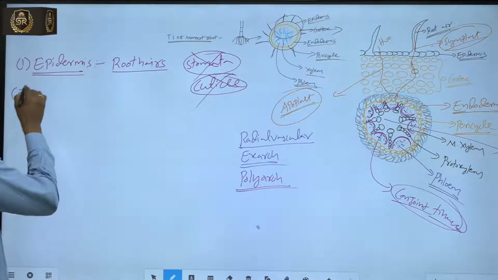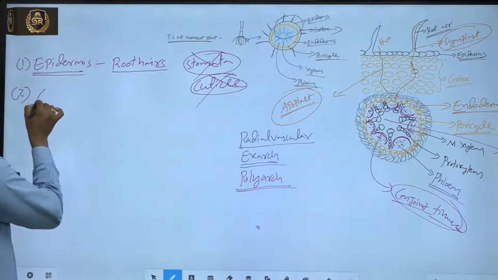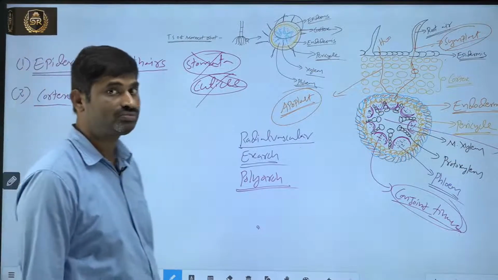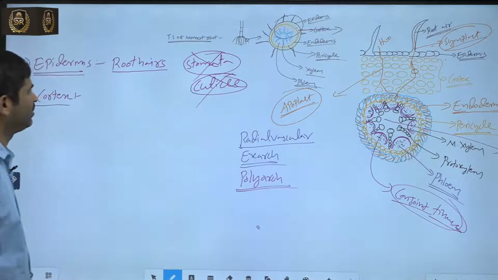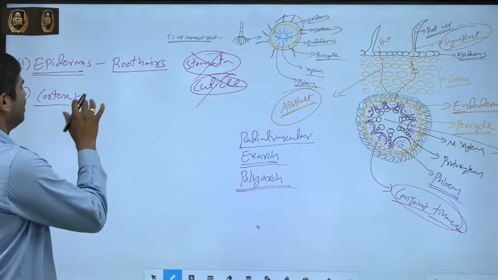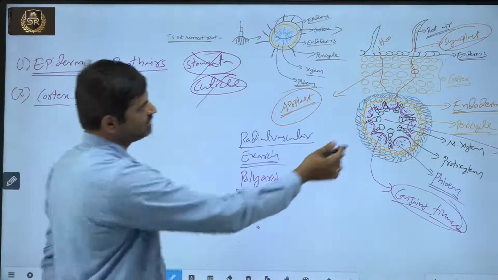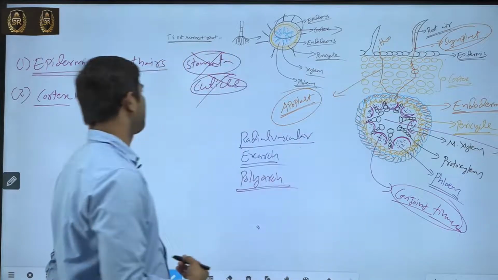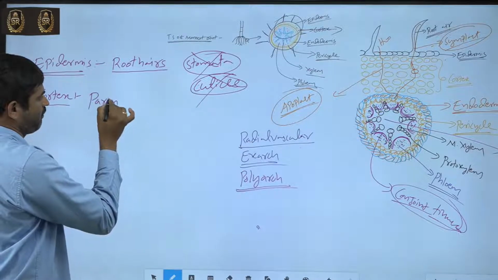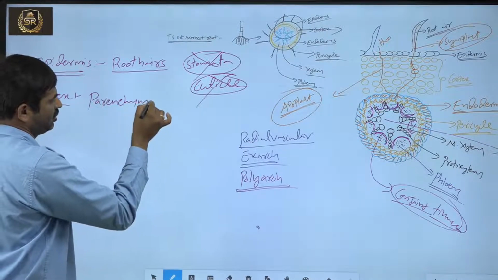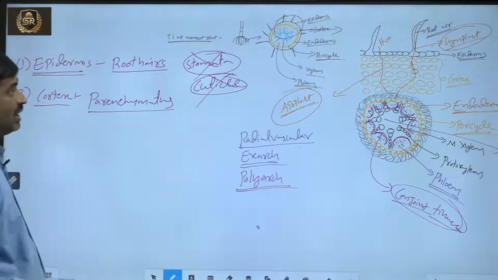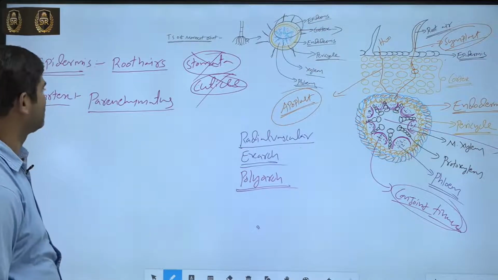Second part name is called cortex. Cortex is made up of parenchymatous tissue. The largest part is called the cortex.